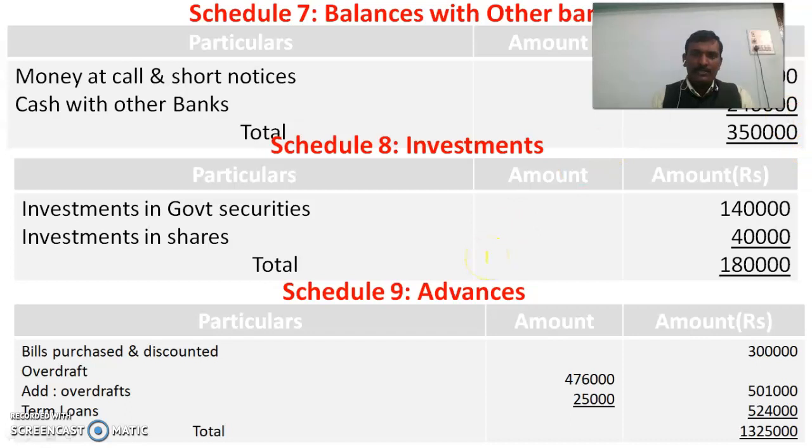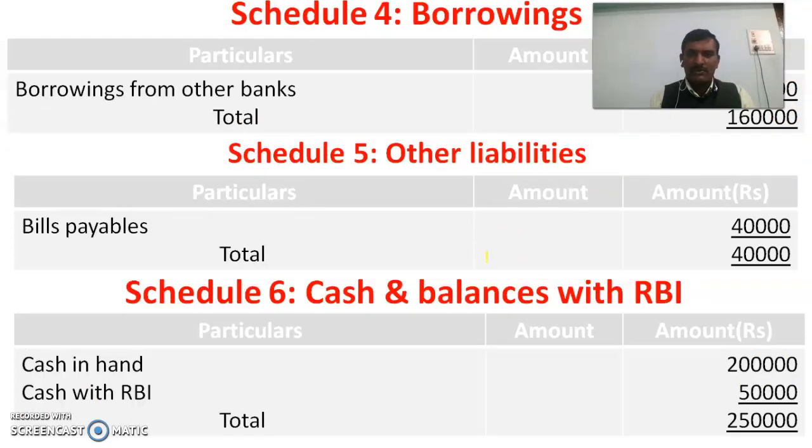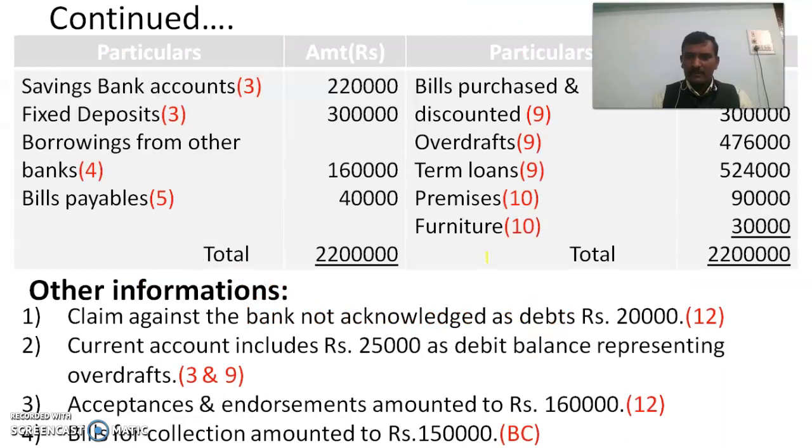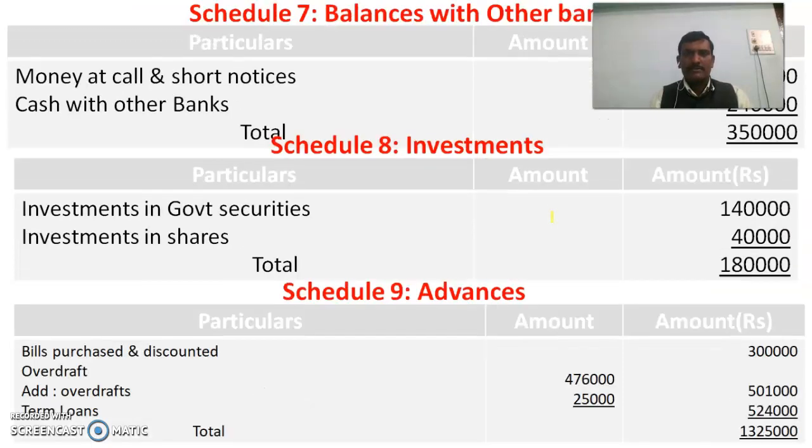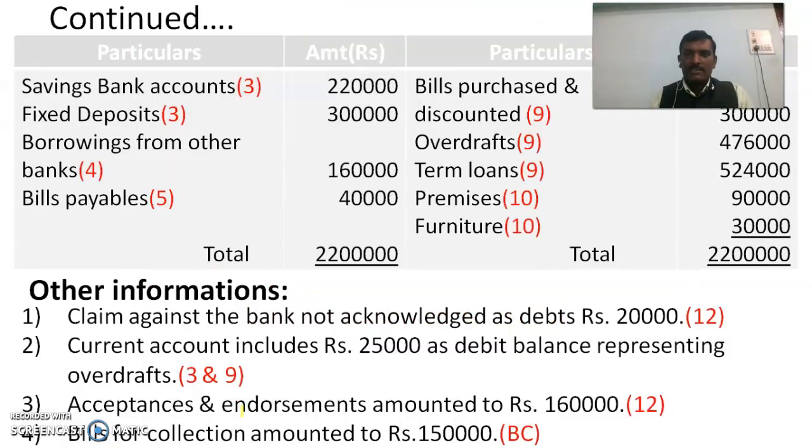And now we have schedule number 8, investment. Related to this investment, we have 2 items. That is here investment in government securities and investment in shares. So these 2 items are to be taken to schedule number 8, and then we have to go for schedule number 9, allowances. Regarding these, we have one important item, that is overdraft given in the adjustment. So as far as the problem is concerned, the information given related to schedule number 9 are 3 items. One is bills purchased and discounted, then we have overdrafts, then term loans. These 3 items are to be taken.